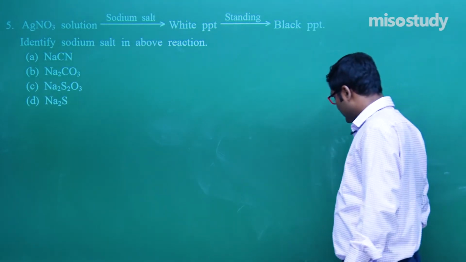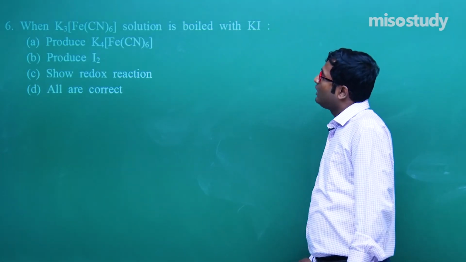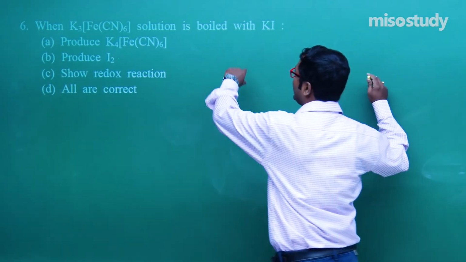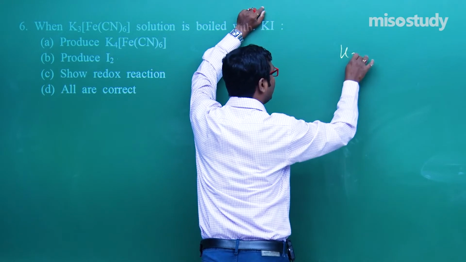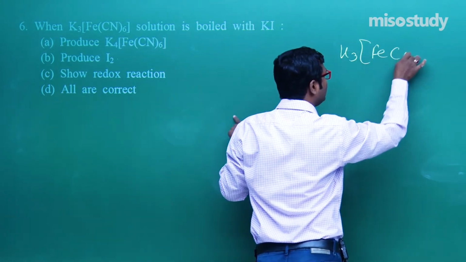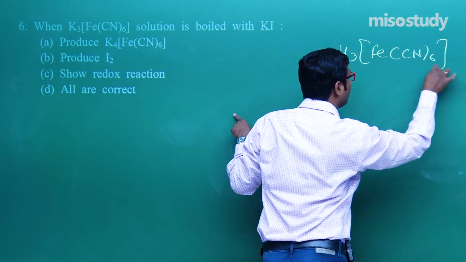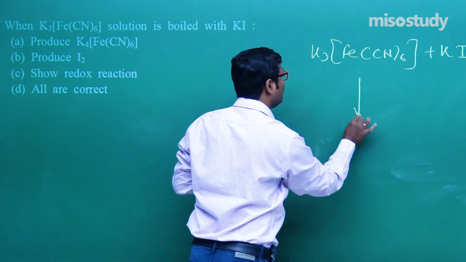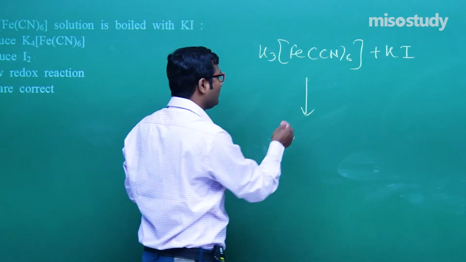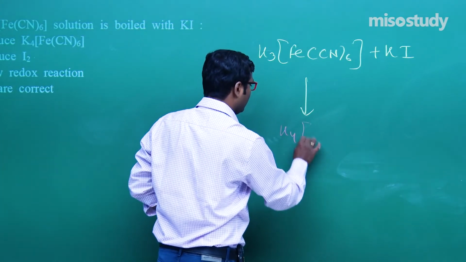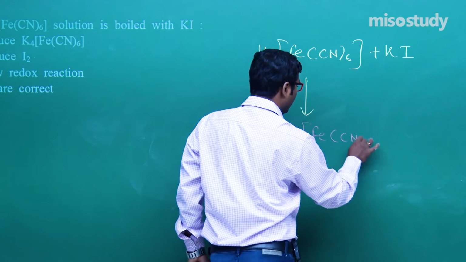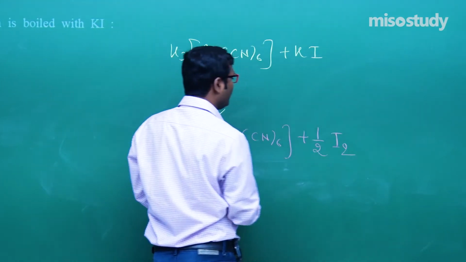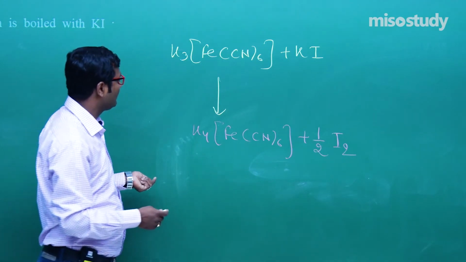Now let's move to the next question. The question is, when K3[Fe(CN)6] solution is boiled with KI, look at what will happen. Clear to you? Then it will form K4[Fe(CN)6] plus half I2. Clear to you? So in this case, look at what will happen here.